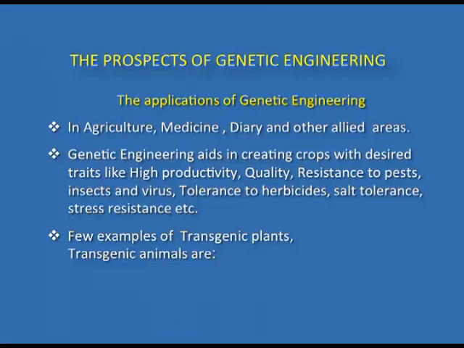A genetically modified organism, or a genetically engineered organism, or living modified organism, is one whose genetic material has been altered using genetic engineering techniques. Now, it aids in creating crops with desired traits like high productivity, high quality, incorporation of desired characters, resistance to pests, insects and viruses, tolerance to herbicides and stress resistance, etc. Few examples of transgenic plants and animals we would see now.